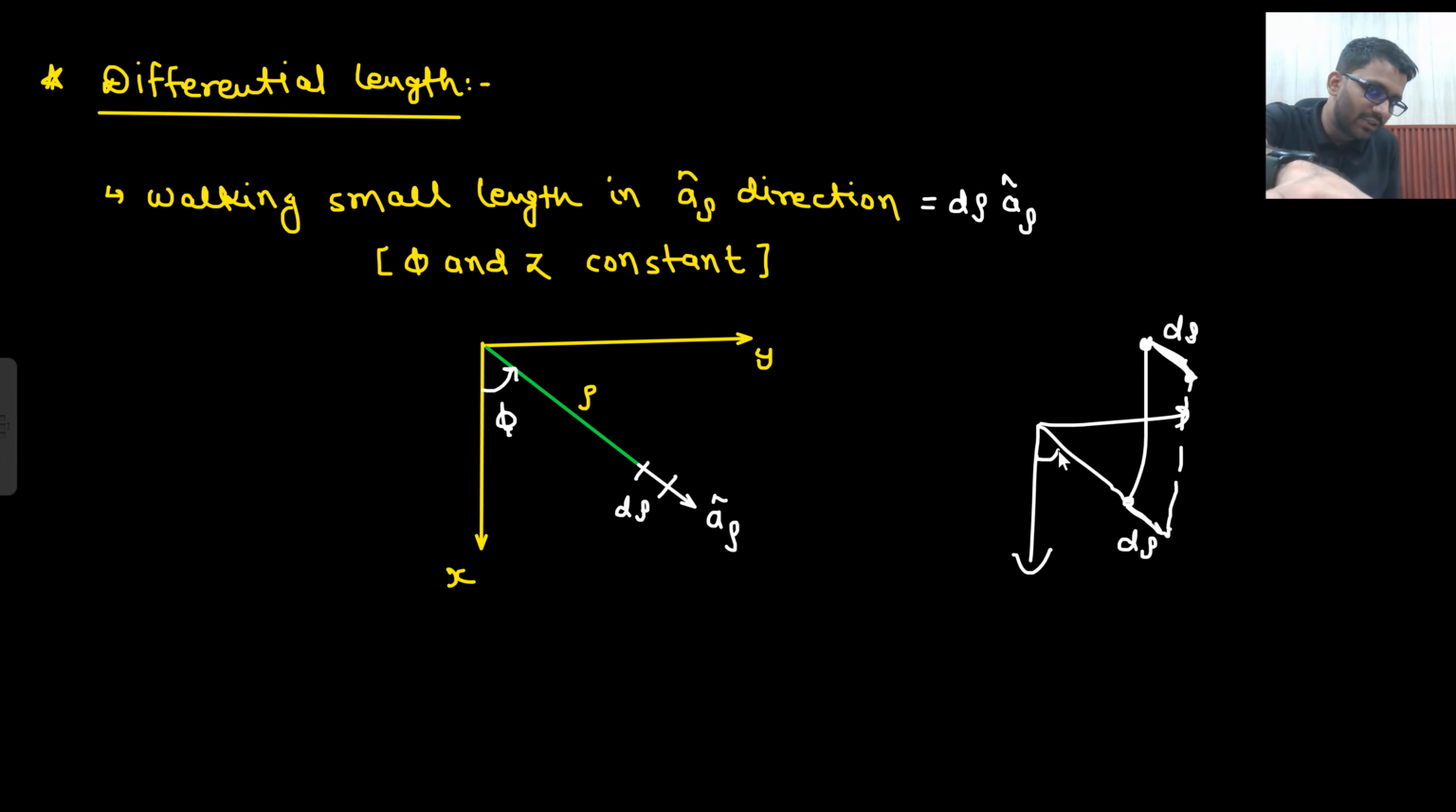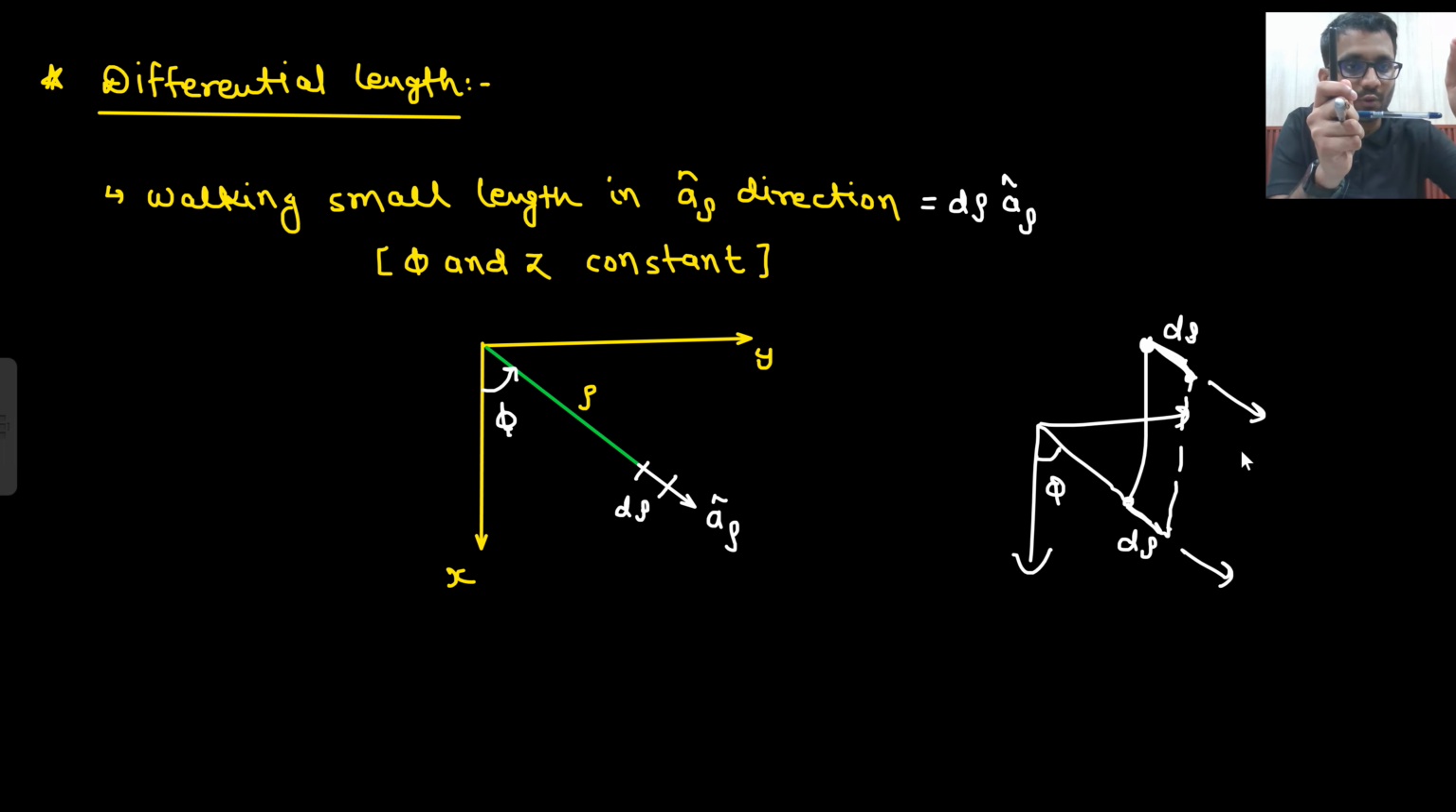Actually this is your phi, this is a certain rho, and this is a z. This point is there. Now with respect to this point you are working a small length d rho in the a rho direction. Are you getting this point? Let me make the coordinate system. So these two coordinates I am making, and this is the third coordinate. Your point was somewhere here.